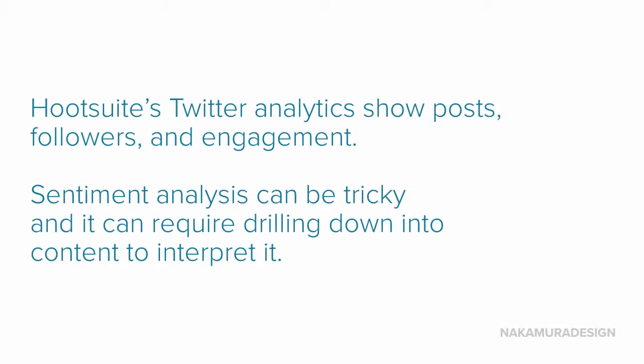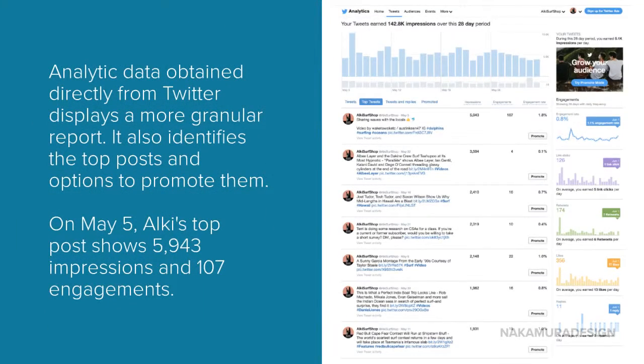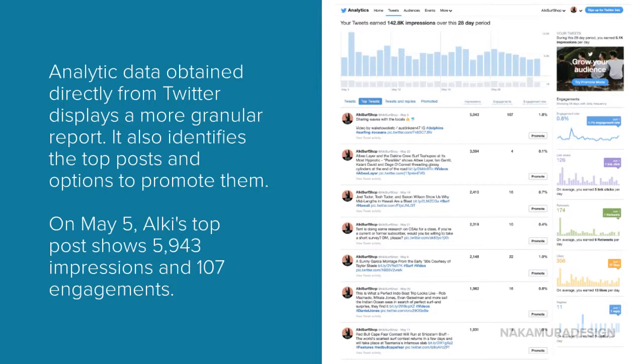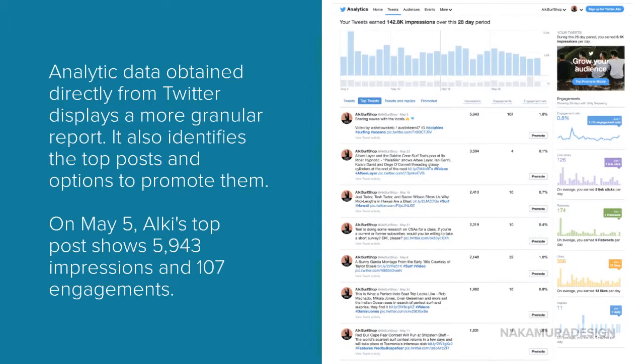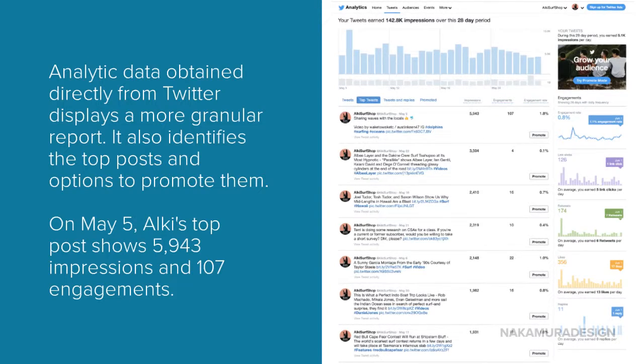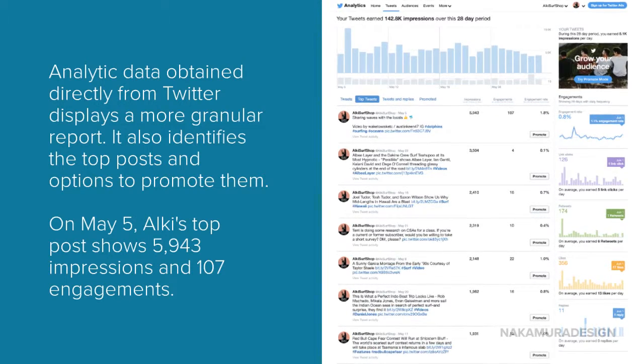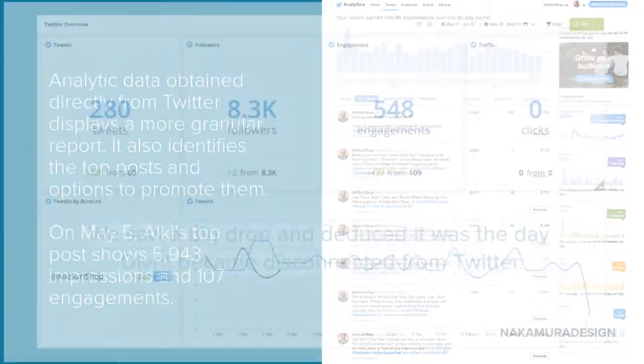Hootsuite's Twitter analytics show posts, followers, and engagement. Sentiment analysis can be tricky, and it can require drilling down into content to interpret it. Analytic data obtained directly from Twitter displays a more granular report. It also identifies the top posts and options to promote them. On May 5th, Alki's top post shows 5,943 impressions and 107 engagements.